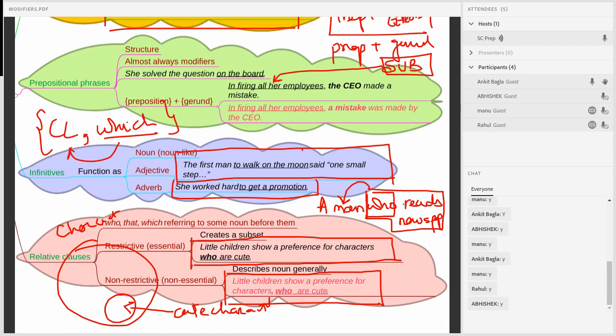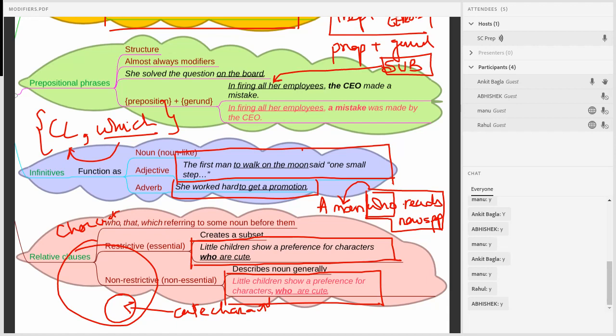So let's take a step back. Essential, non-essential, it does not change the basic character of a relative clause. What does a relative clause do? It always describes some noun before it. So that will never change. Whether you have a relative restrictive or a relative non-restrictive, the fact that your relative will describe a noun before it, that will not change. Agreed? Okay.